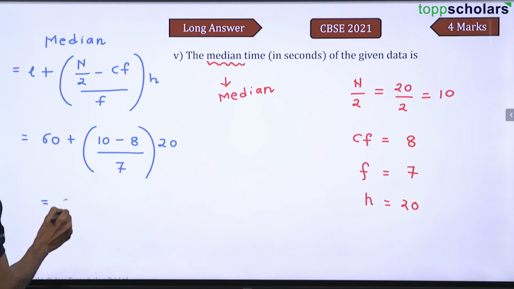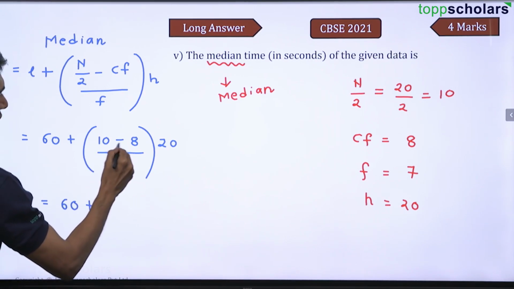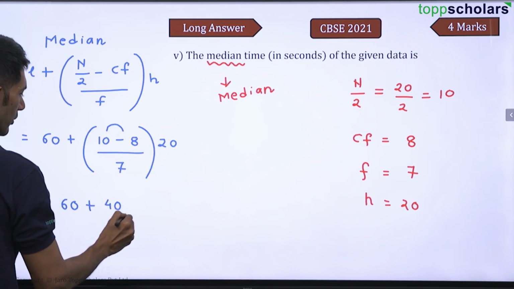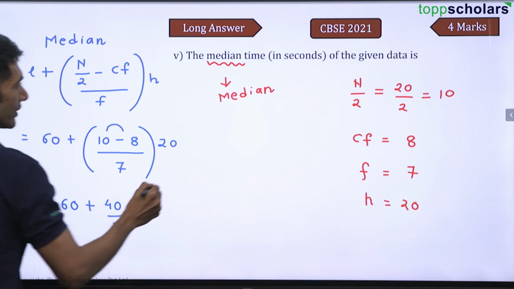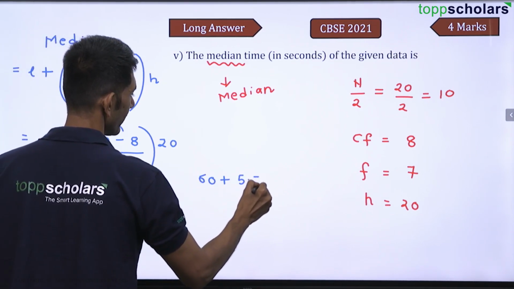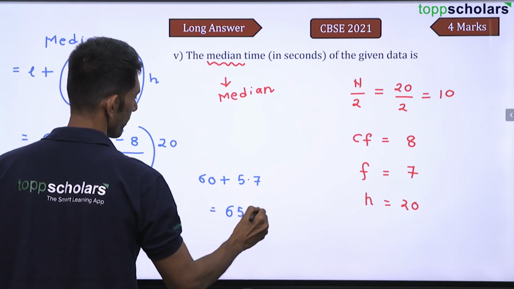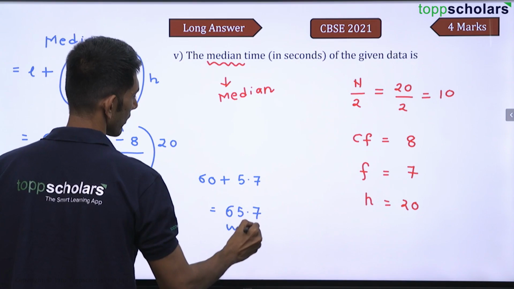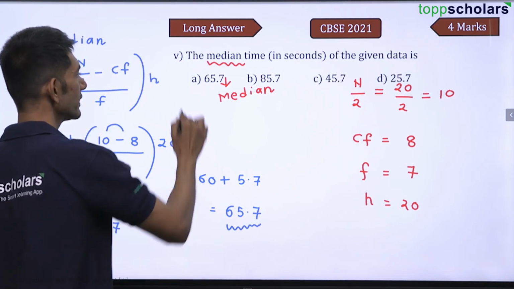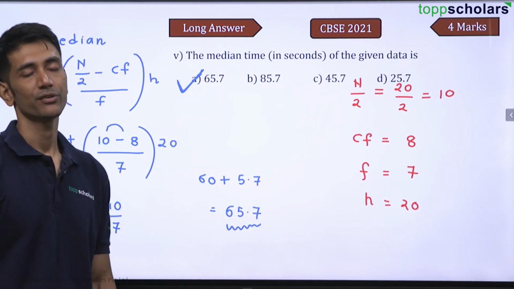So that is equal to 60 plus 2. This is 2, right? 2 into 20 is 40 by 7. So that is 60 plus 5.7, and that gives you 65.7. So do we have 65.7 in the options? Yes, option A is the correct option, right? So we have got the median as well.